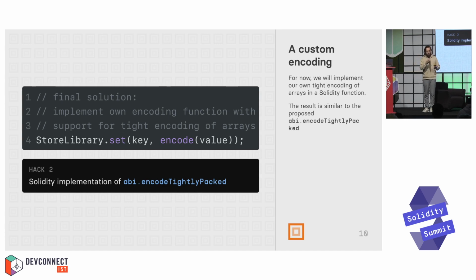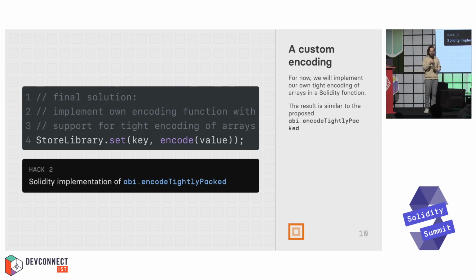We actually found a proposal for Solidity for something like ABI encode tightly packed with support for arrays, but since it wasn't there yet when we got started, we couldn't use that. And so we have our encode function that is supposed to encode arrays. So how do we go about implementing that?